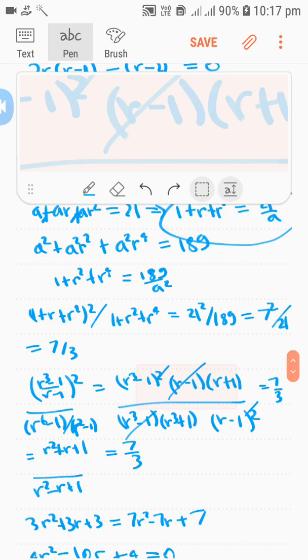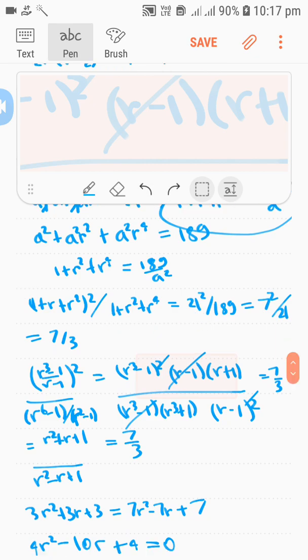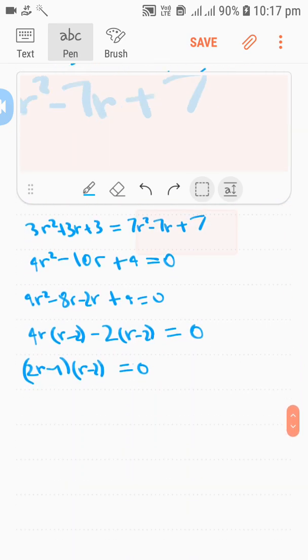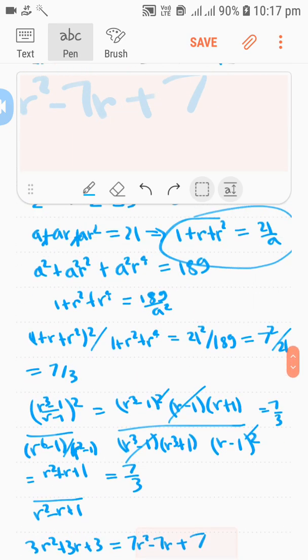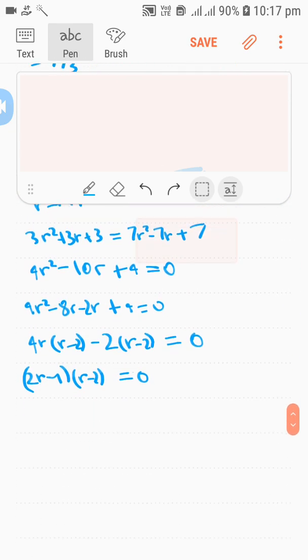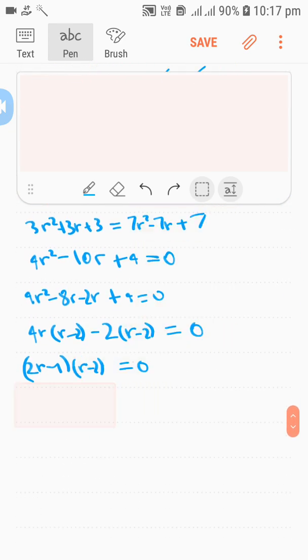Oh wait, okay, let it be. Just don't move it. Yeah, we can deal with it. Okay, so 1 plus r squared plus r is equal to 21 upon a. So there you go.